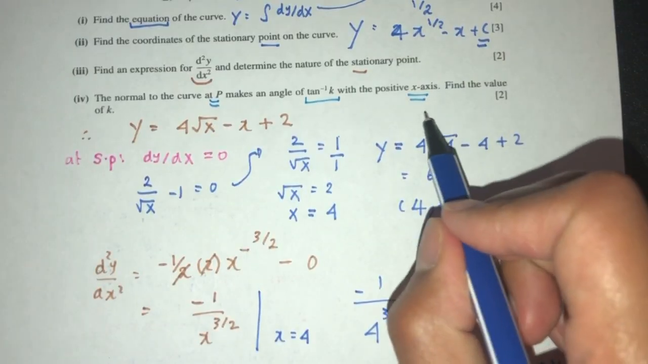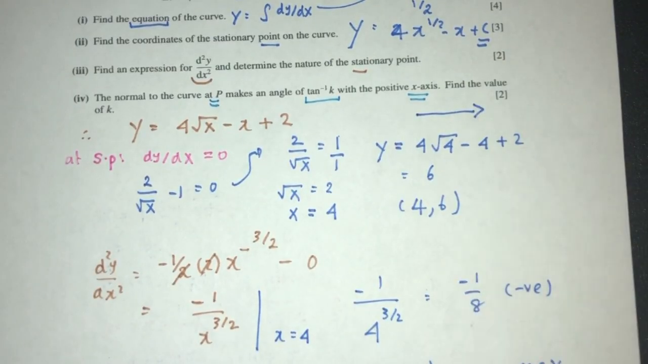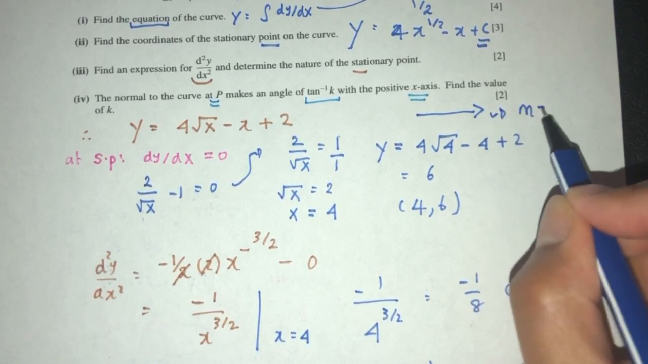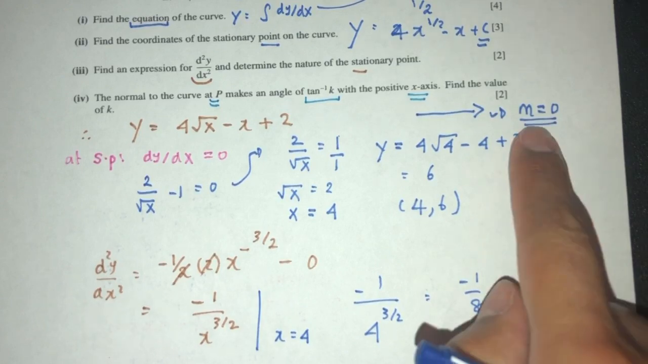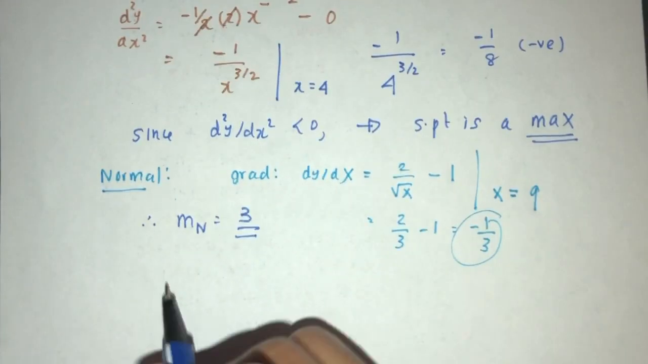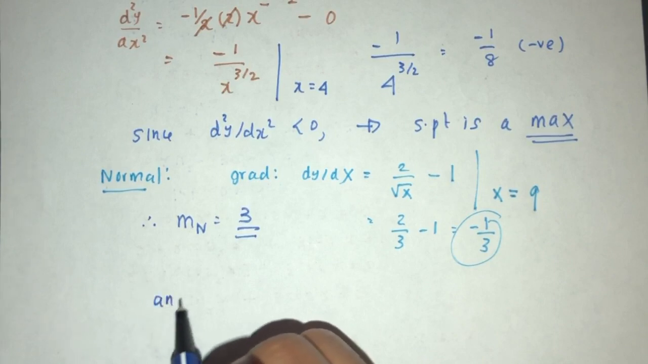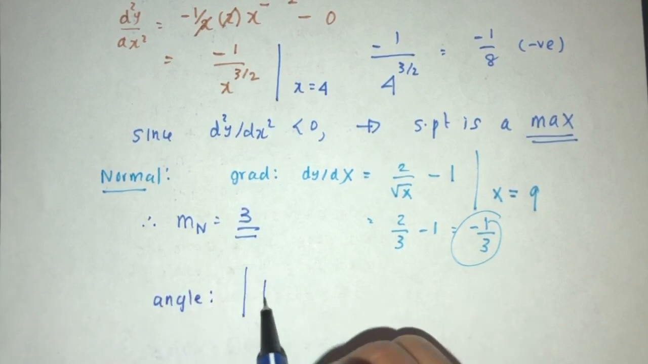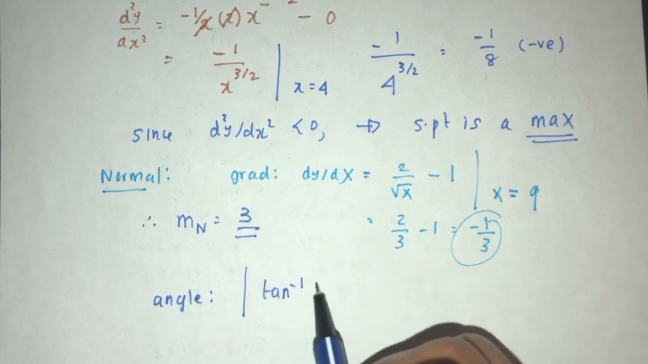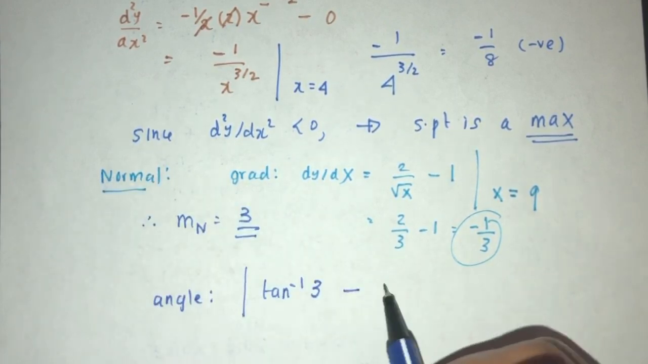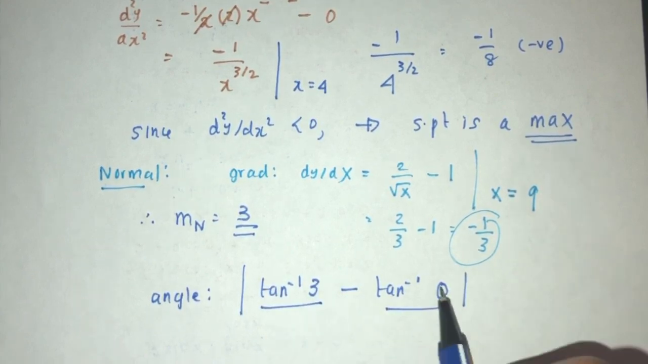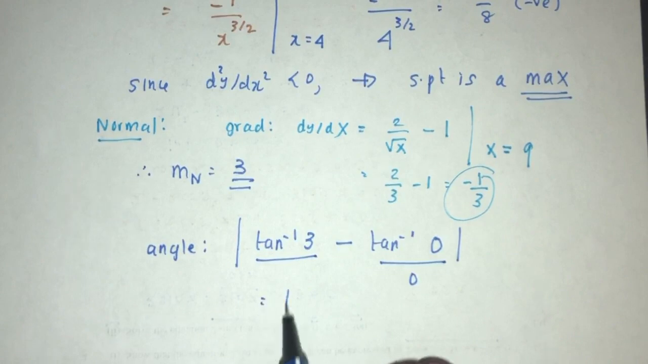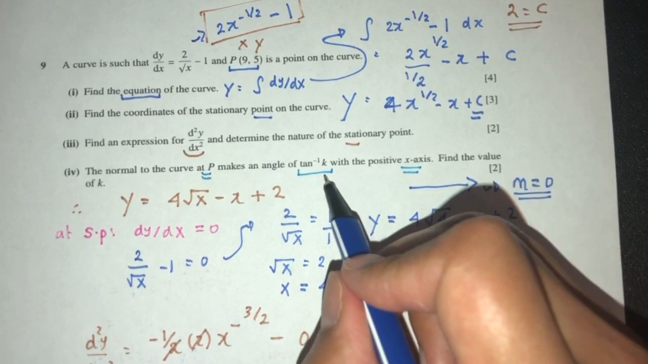Because the x-axis is a horizontal line, we understand the gradient has to be 0. So we don't need to really think about the x-axis; we just have to know that the gradient is 0. So how do you find the angle? The angle will be the modulus of tan inverse of the gradient of the normal minus tan inverse of the other gradient. This is the x-axis, this is the normal gradient. But this is just 0, we don't care about this one. That will be just simply tan inverse of 3. By comparison, 3 is simply k.